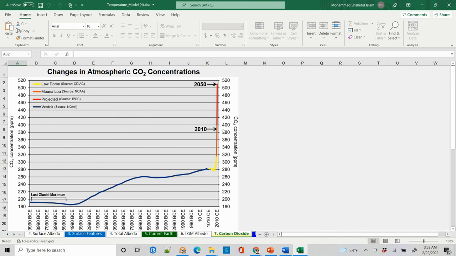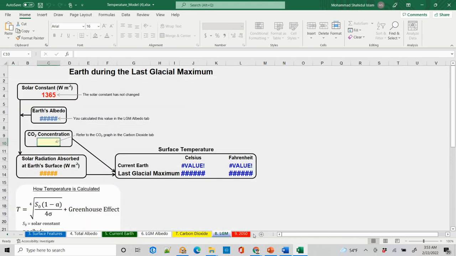and then in 2010 it became almost 390. Then in 2050 it will be from 500 to 520. That means it is 510 ppm. So you need to input that information in the next tab and answer the question. So number 8 tab is asking about the LGM. So you already know the LGM, during the LGM period carbon dioxide concentration was below 200.